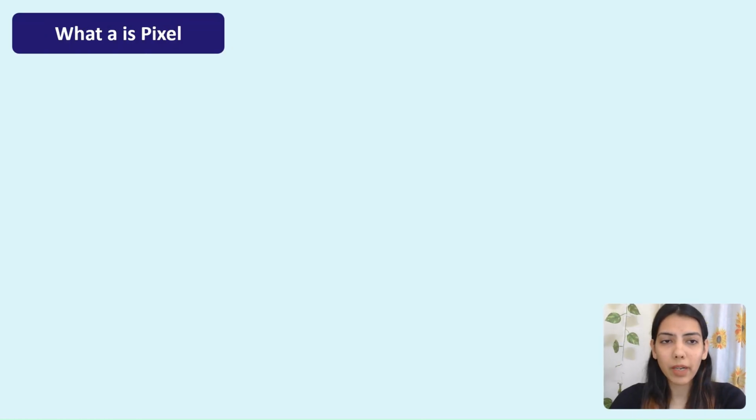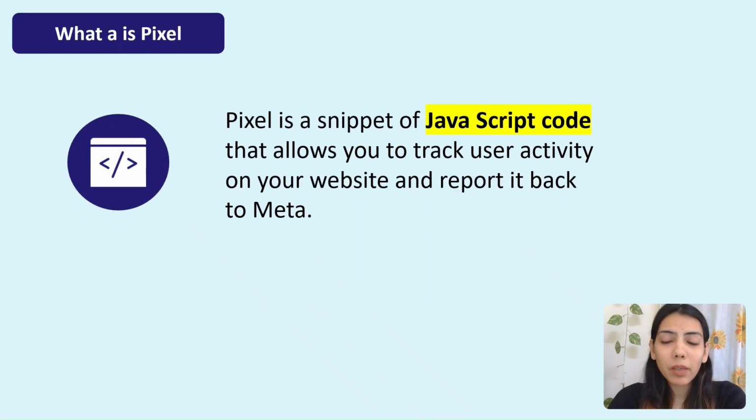So what is a meta pixel? A meta pixel is nothing but a small snippet of tracking code that you place on your website in order to track user activity like page visits, add to cart, purchase, etc. This information is captured by the pixel and reported back to Meta, because of which it is able to deliver highly personalized ads to users.